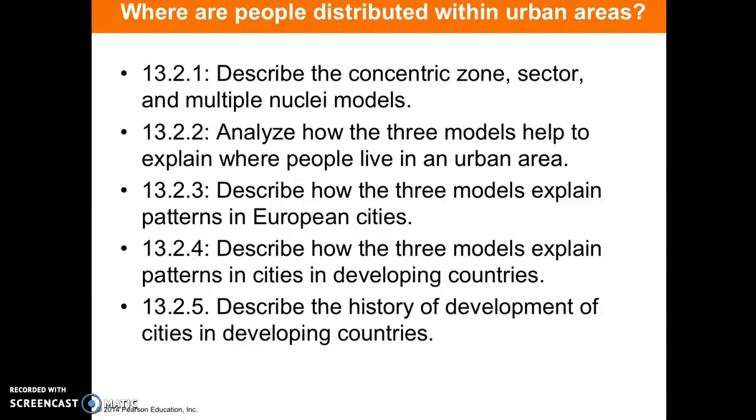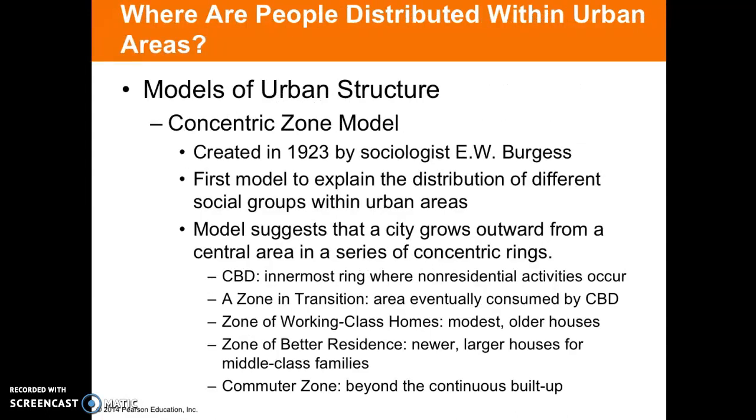We'll look at how these three urban models explain patterns in European cities and what problems they have. And then we'll look at urban models in developing countries, and then we'll look at the history of the development of cities in developing countries.